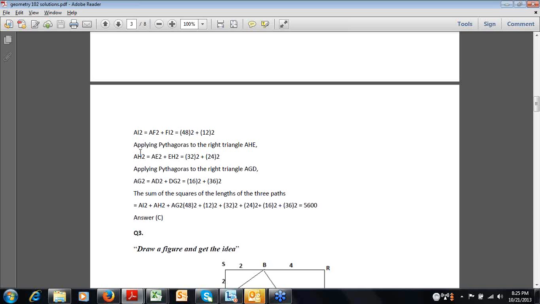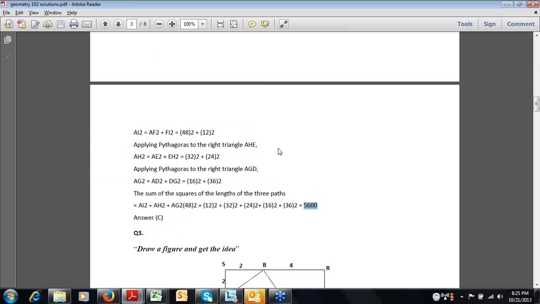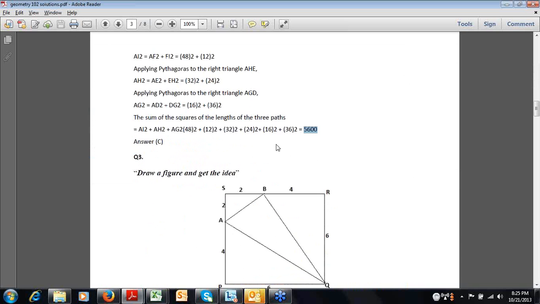So it's AI square plus AH square plus AG square, which is nothing but AF square plus FI square plus AE square plus EH square plus AD square plus DG square, which will come out to be 5600. We have option as 5600. Yes, we have option C. So we'll go ahead and mark option C as 5600, sorry.